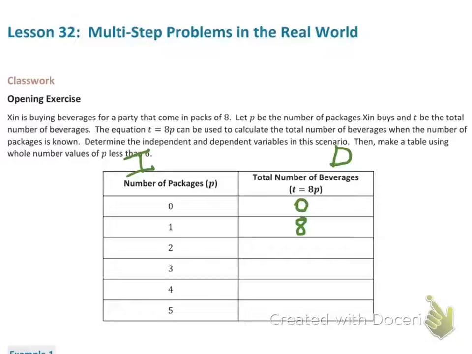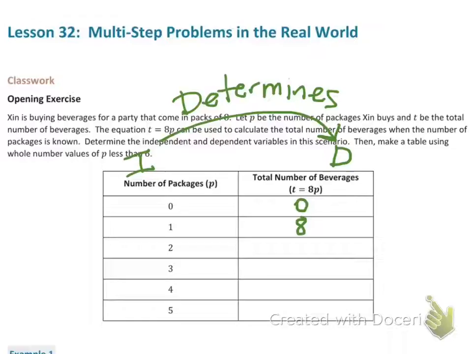So we talk about depends and determines. You can really talk your way through this and figure it out. The number of packages determines how many beverages we get. And then in the other direction, we could say the number of beverages that we get depends on how many packages you buy. The number of packages you buy determines how many beverages you get, and the number of beverages that you have depends on how many packages you buy.